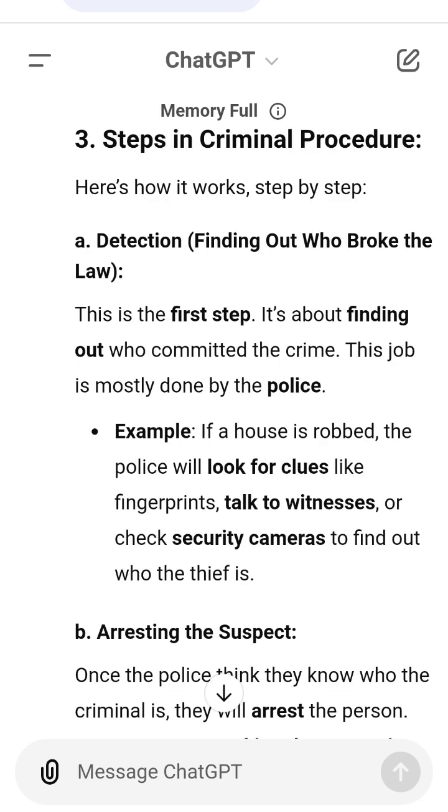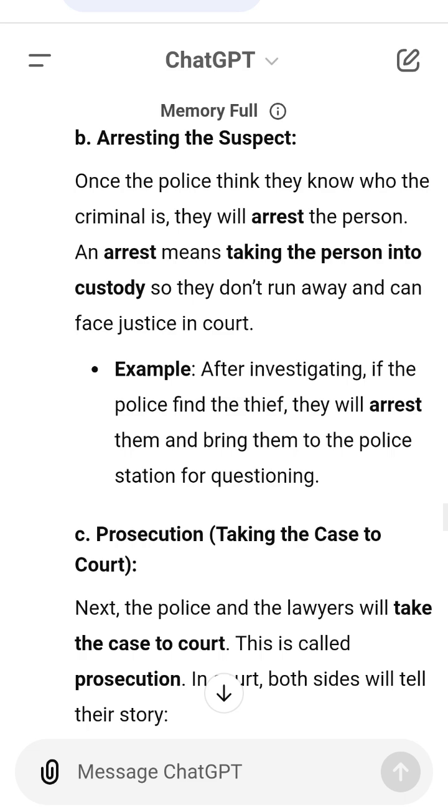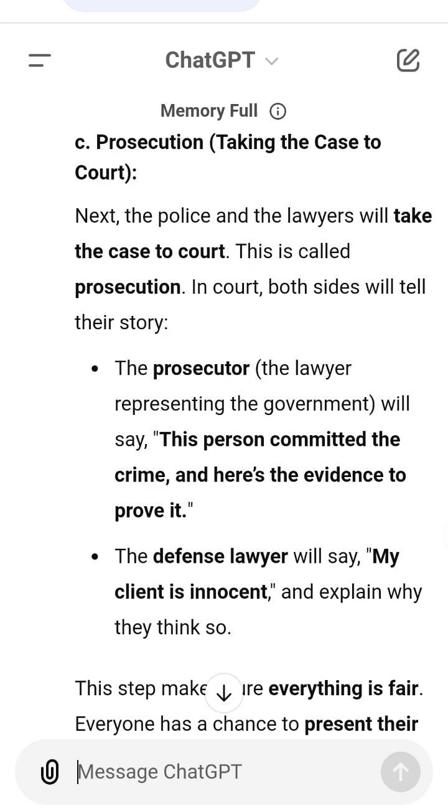Real life example. Imagine you are accused of something you didn't do. Without criminal procedure, the police could arrest you without proof. You might not get a chance to tell your side of the story. You could be punished unfairly, even though you are innocent.